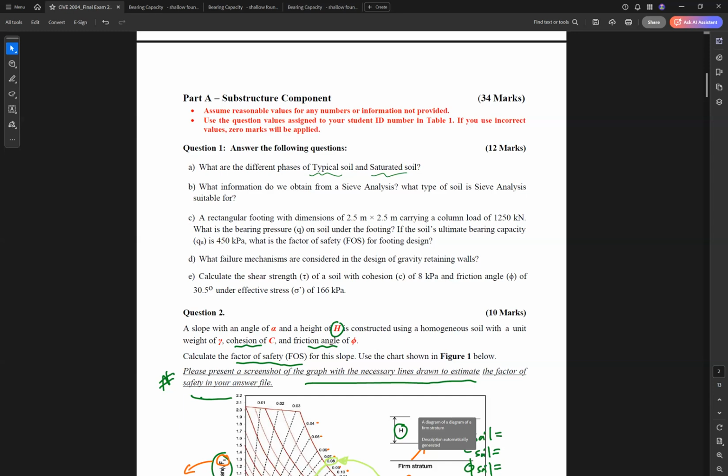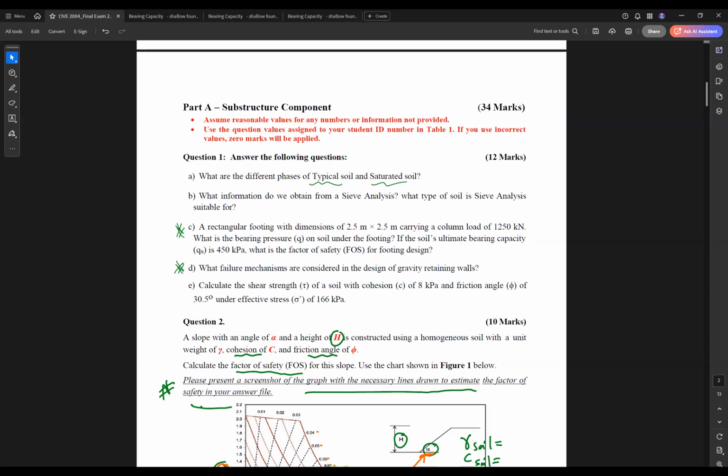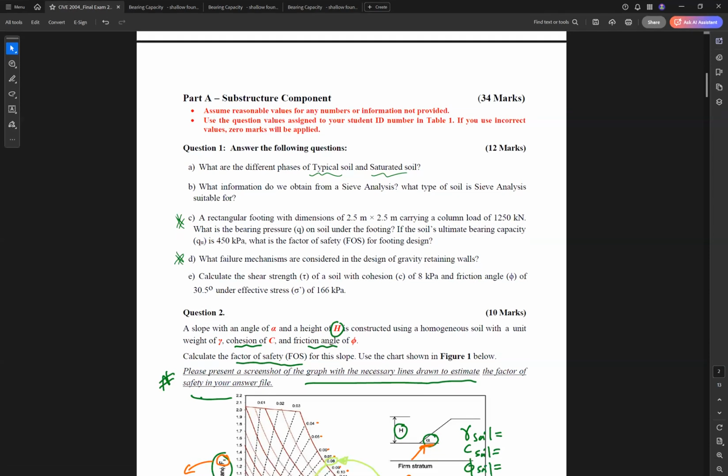Also, the third one, for example, is a short example about what? Footing design. So you know Q-save and this type of question. What is the failure mechanism for a gravity retaining wall? This is also one important question. You can find it in week, I think week 6. Not week 6, week 7.